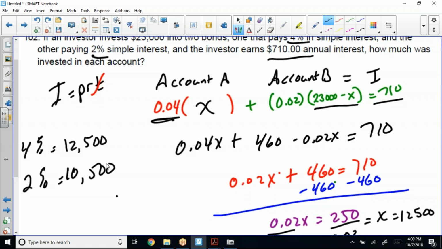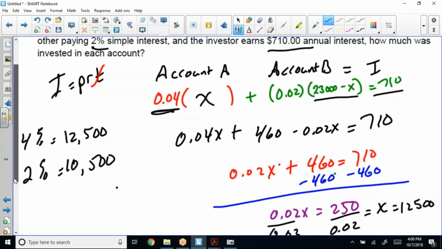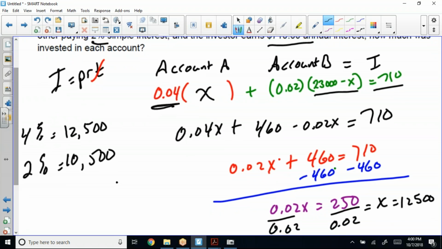Okay, I think Al asked this one. So you good, Al, on this? Okay. Biggest thing is you got to know it's I equals P times R times T, and they're giving you 2 scenarios, so account A, account B equals that. And time is the same, so we have to take that into account.